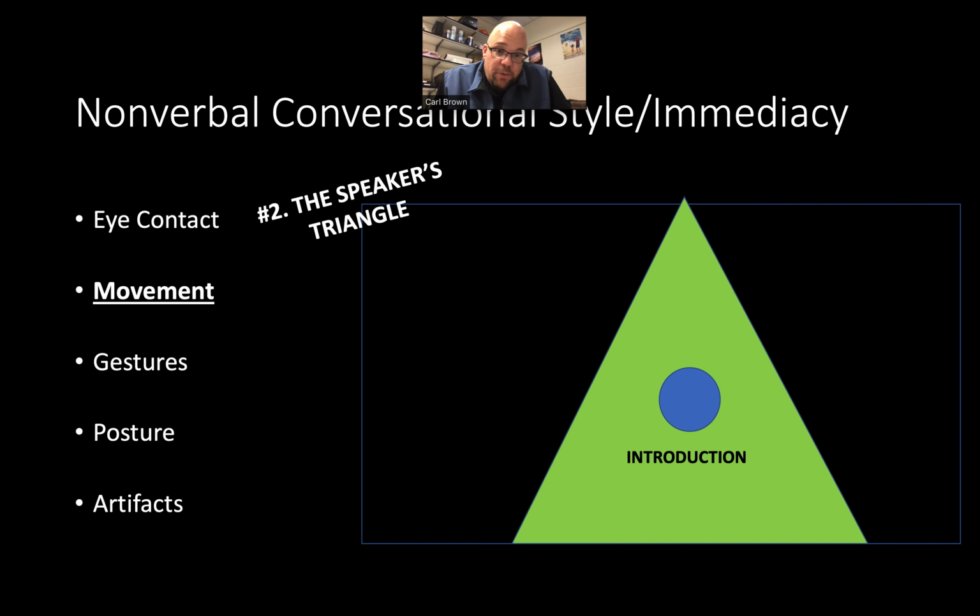Then when you get through with that, you would move down to any point on that triangle and deliver main point 1. As you go to a transition, slide over to a new position, and a transition again, you go to main point 3, and let's move back to the conclusion. So let's move back to the middle. That's the idea for the speaker's triangle.